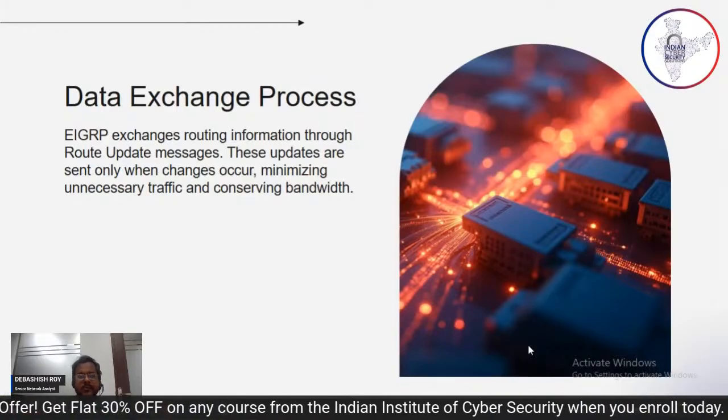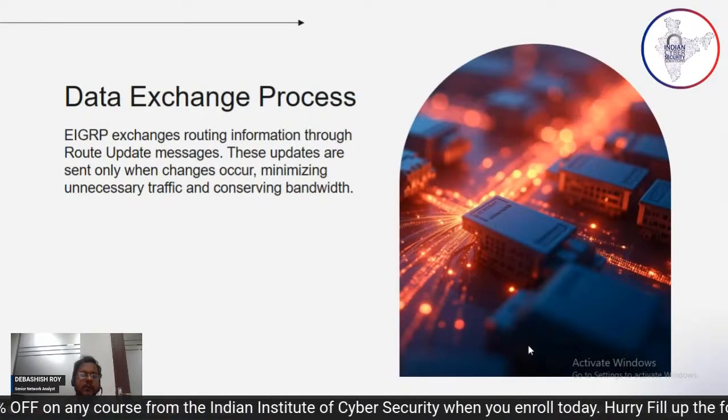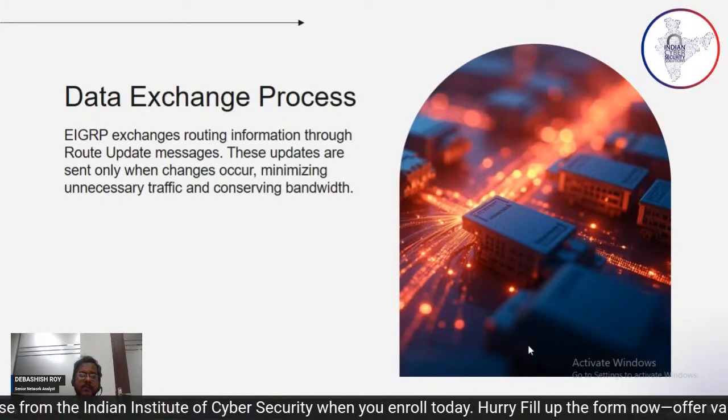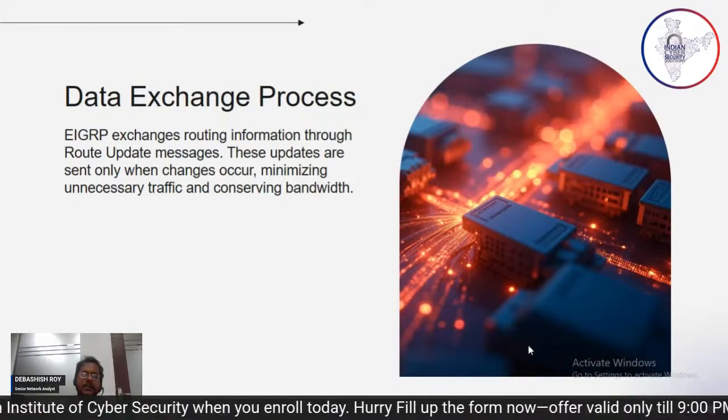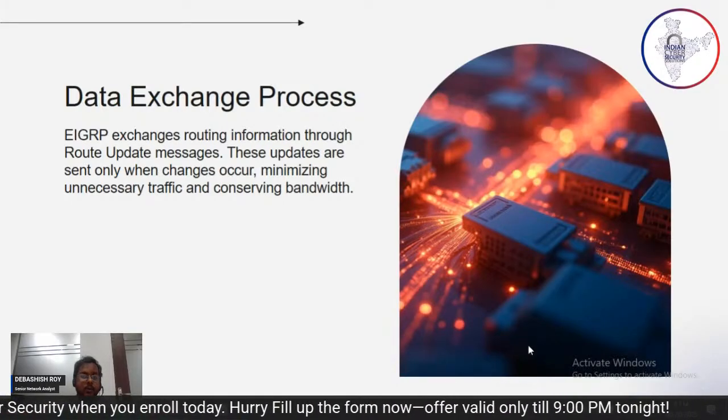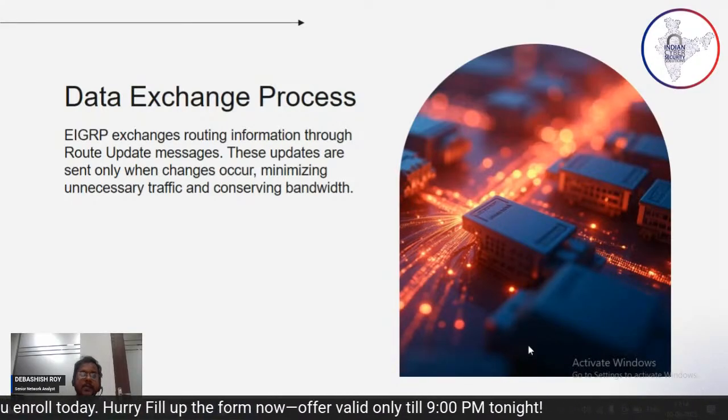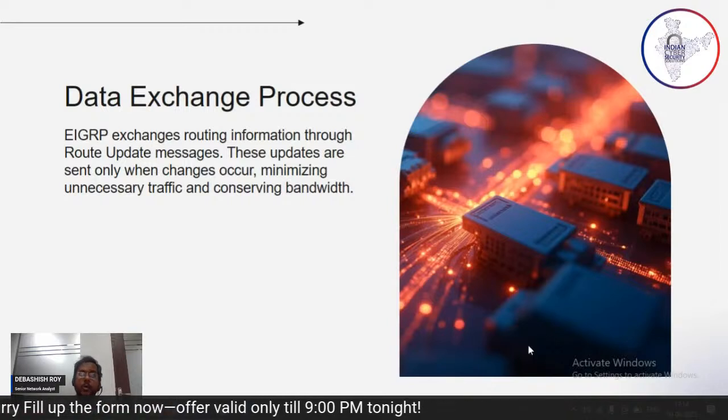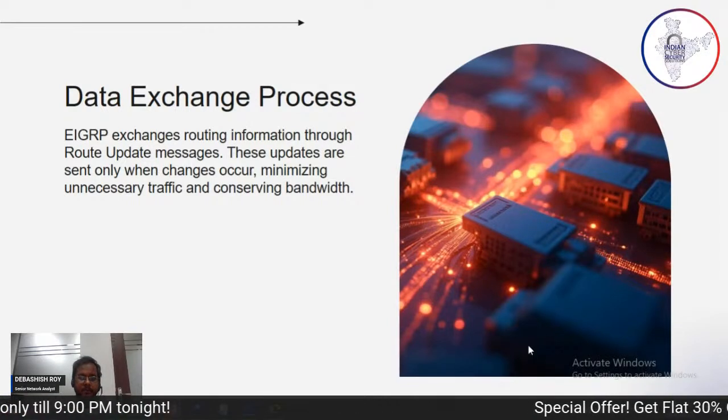Now the data exchange process. EIGRP exchanges routing information through route update messages, like OSPF, and these updates are sent only when changes occur. When changes occur, only then is the multicast sent, not the broadcast, minimizing unnecessary traffic and conserving the bandwidth.